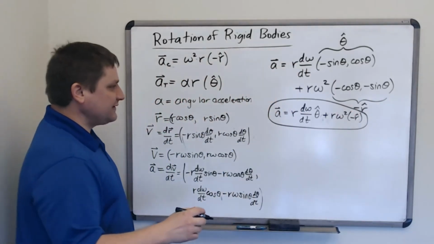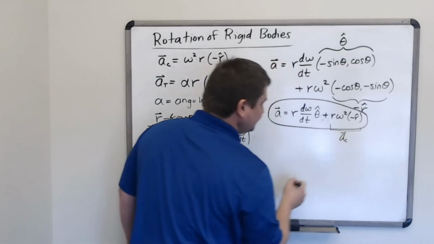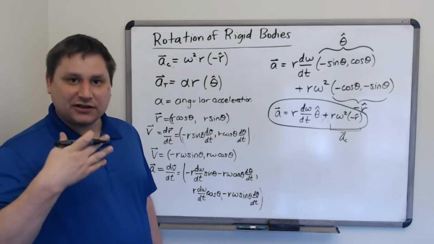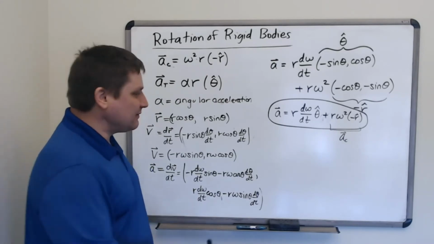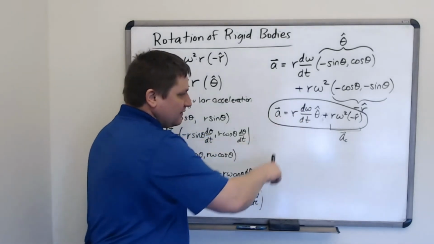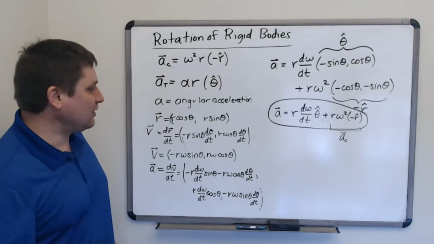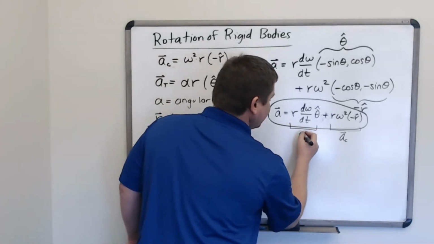And then we notice that this part is the centripetal acceleration. That's actually matching the result that we got for uniform circular motion, when we ignored the possibility of the rate of rotation changing. And this part here is the new one. This is our tangential acceleration.